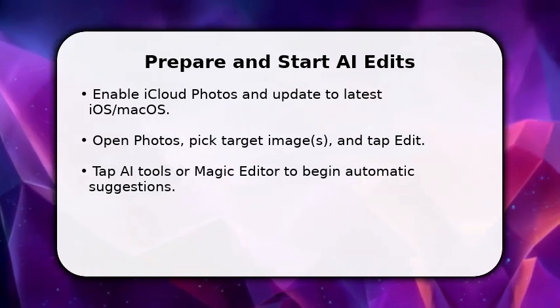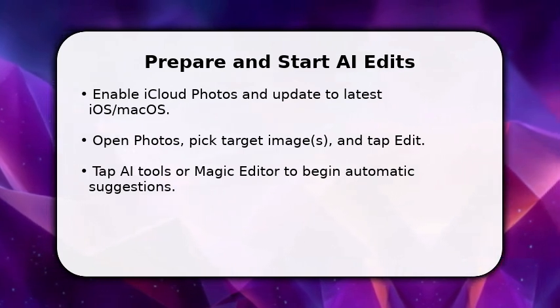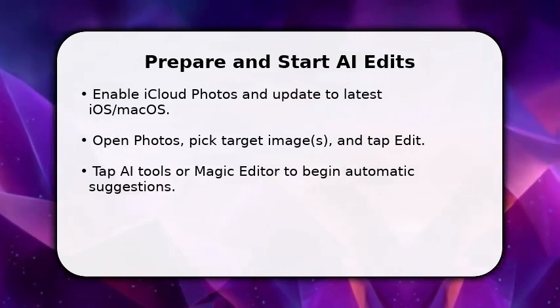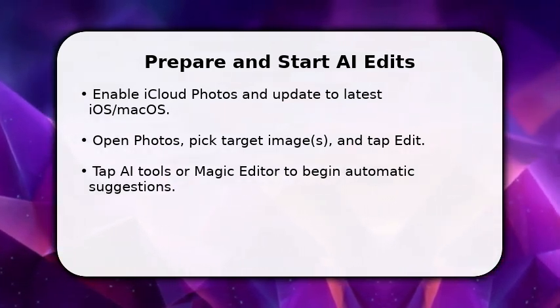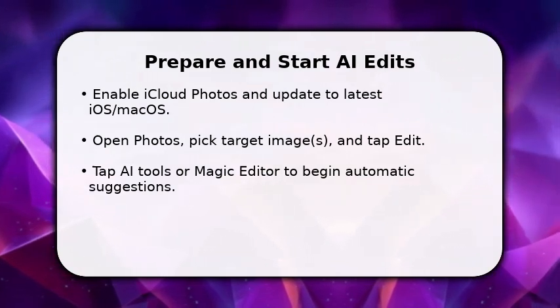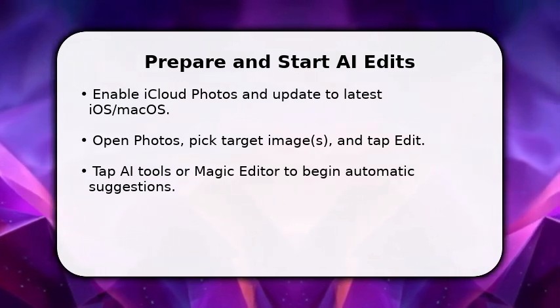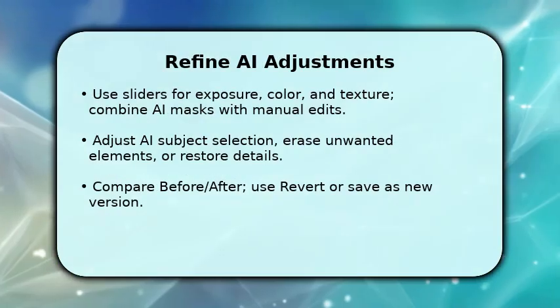Tap Edit, then select the AI or Magic Editor option to generate initial adjustments. Once done, review suggested crops, lighting, and subject selections. These are automated baselines you can accept or refine. Make sure to keep the original by duplicating the photo if you want to.